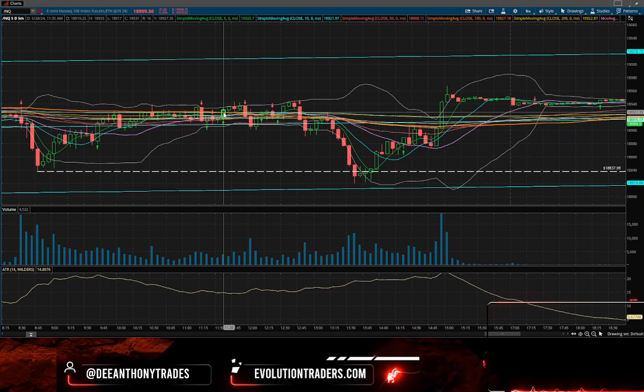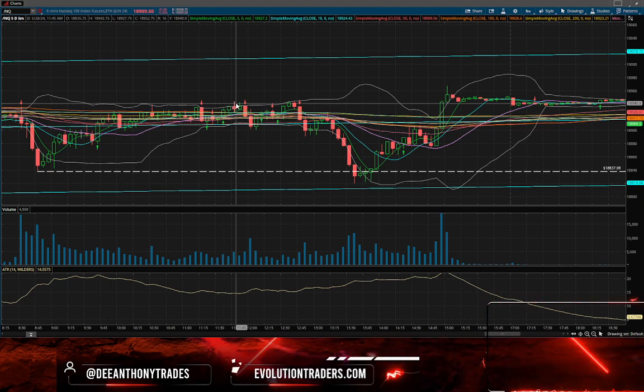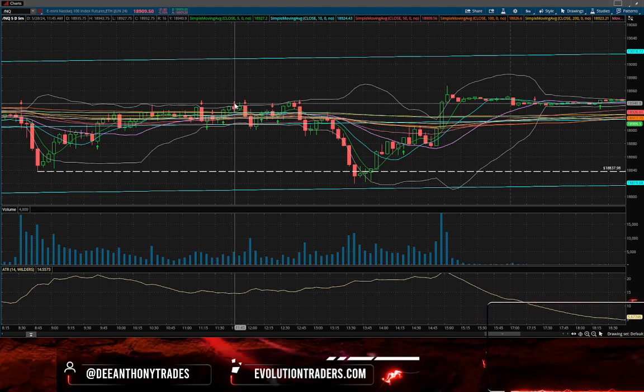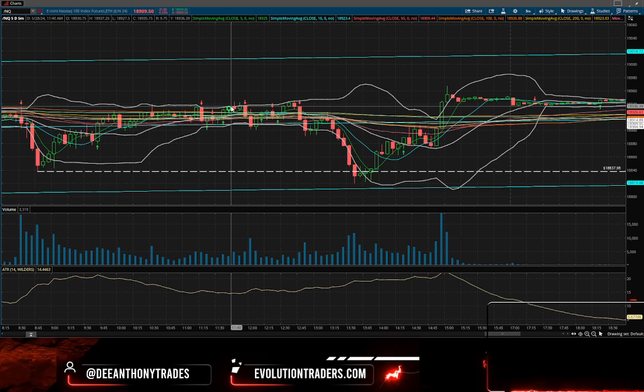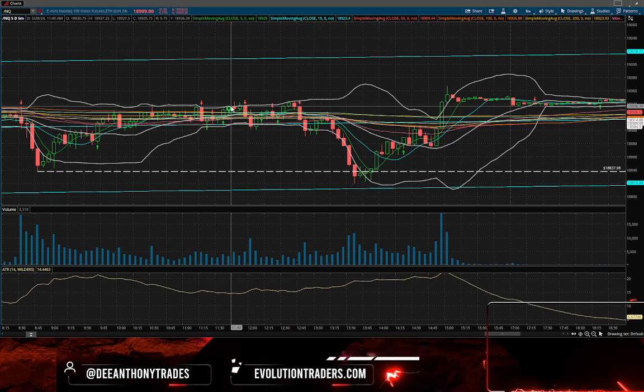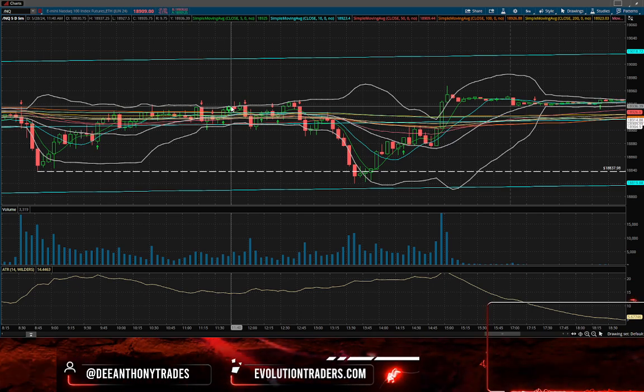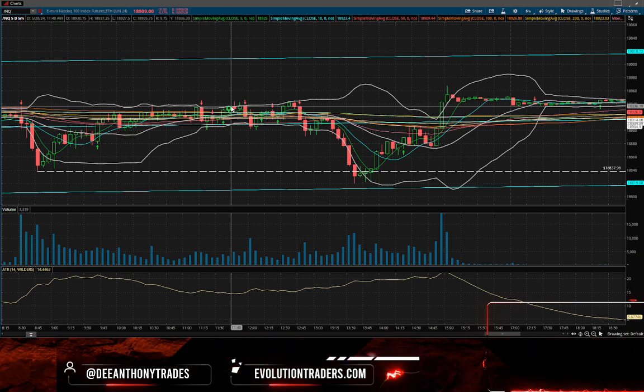So from 18,933, it shot up to 18,943 within a matter of 10 minutes. Now, I was only looking for that 5 to 6 points. I wanted half that ATR, but I wanted a quick trade. And on this particular setup, I did take one mini contract.